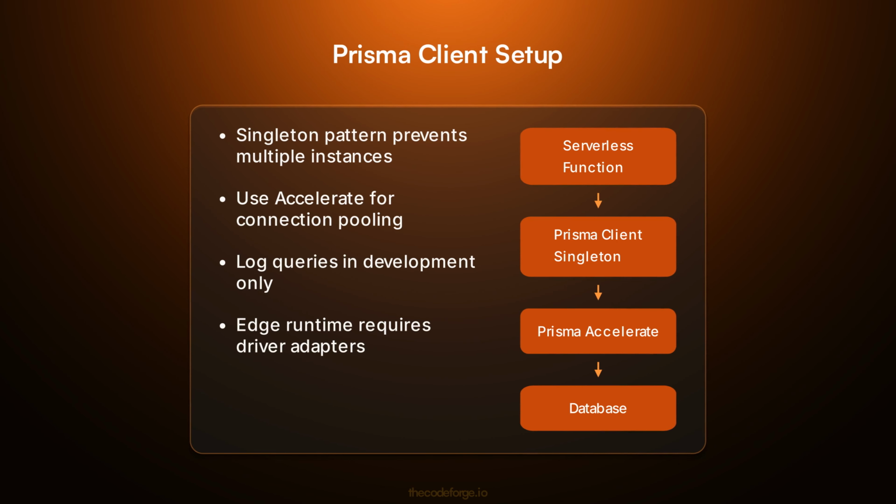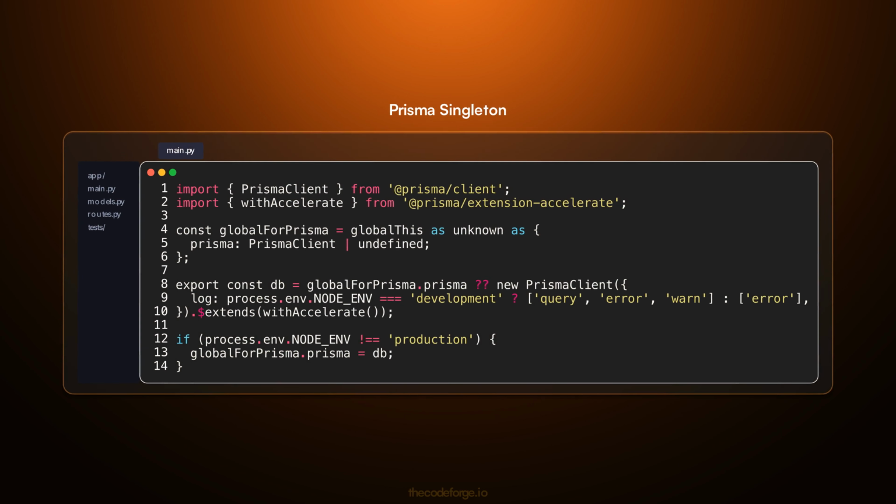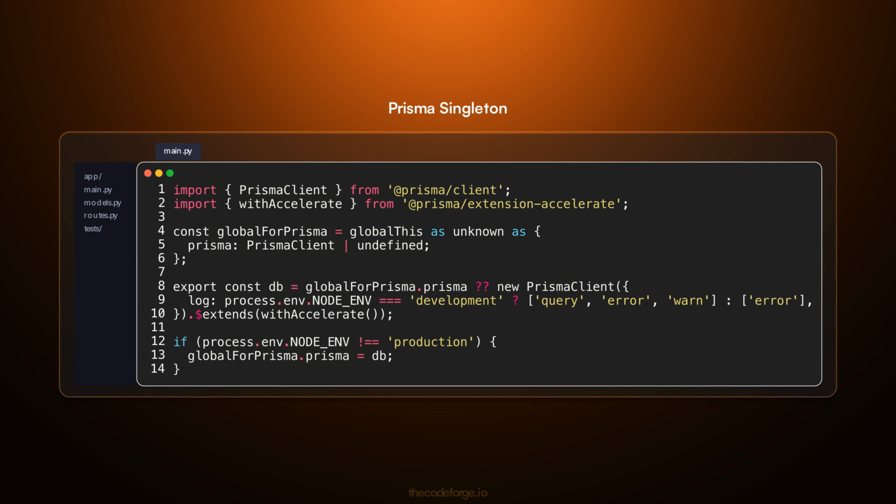Prisma generates a type-safe client from your schema. In serverless environments, you need connection pooling to avoid exhausting database connections. Prisma Accelerate provides that pooling and edge caching. This singleton pattern prevents creating multiple Prisma client instances during hot reloading in development. It also adds the Accelerate extension for connection pooling in production.